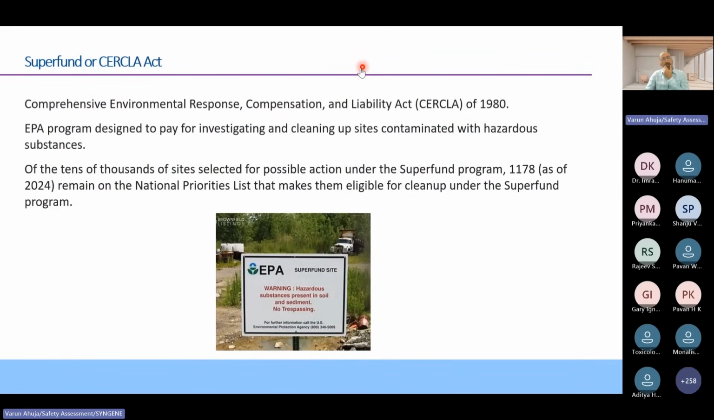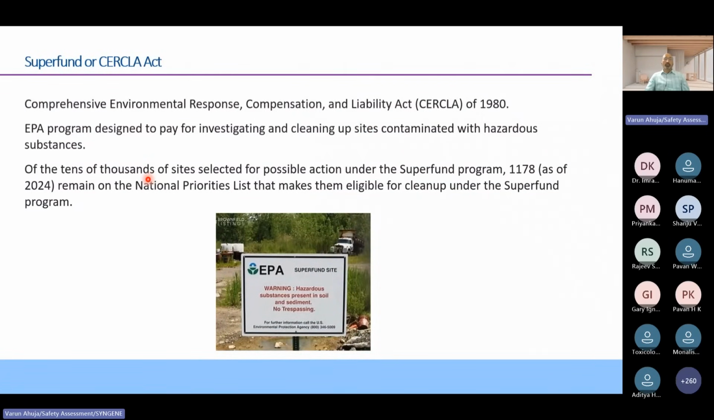Valley of Drums or Love Canal, the EPA established the Superfund or CERCLA Act. So what is this CERCLA Act? CERCLA is the Comprehensive Environmental Response, Compensation and Liability Act of 1980. What EPA did in that act is they started to take money from chemical industries and all the others who were responsible or might be responsible for environmental pollution, and then used that fund to clean up these sites. So it is an EPA program designed to pay for investigating and cleaning up sites contaminated with hazardous substances.